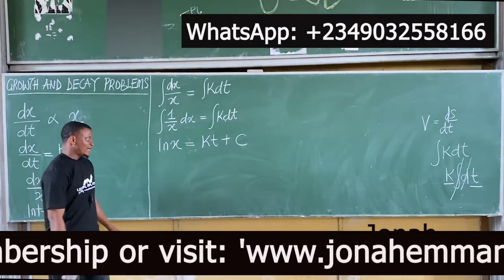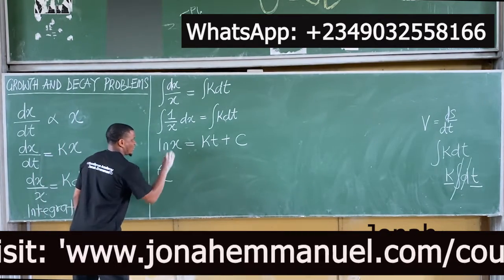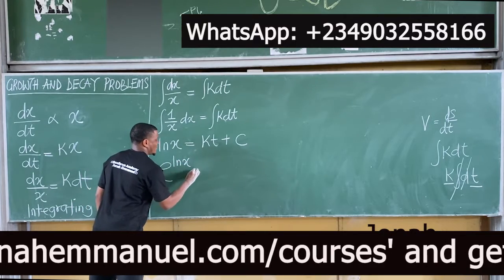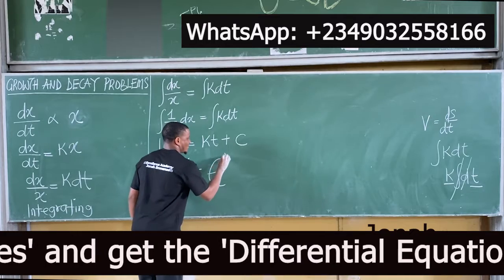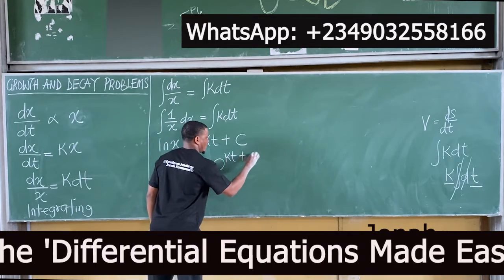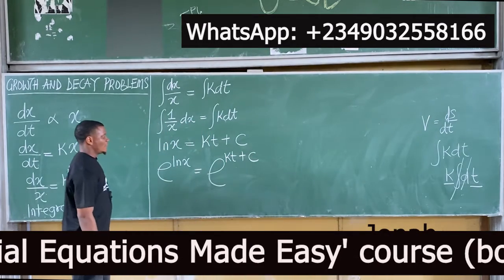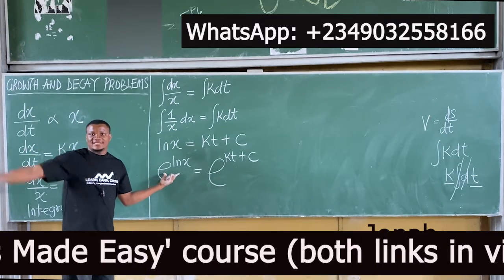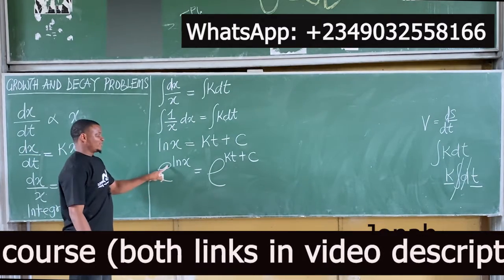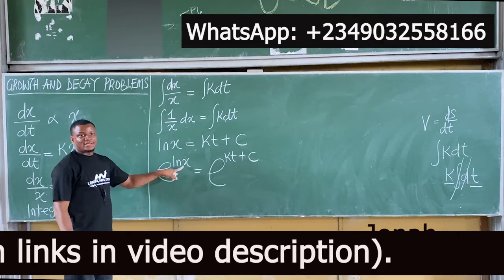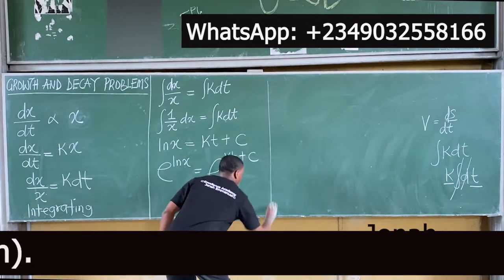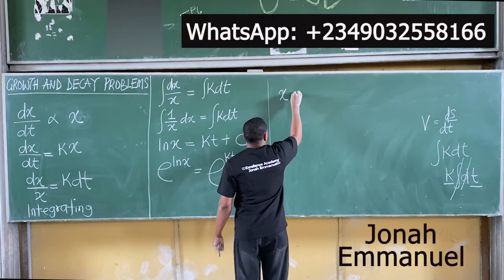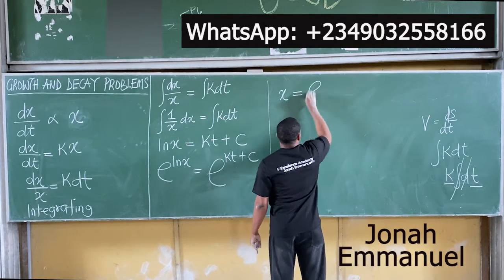Take exponential of both sides. So exponential of this ln x is equal to exponential of this kt plus c. Please observe this. We've handled this one in previous classes. If we have exponential raised to ln, what happens there? This one comes down. So you have that. From here, we have that x is equal to what there?